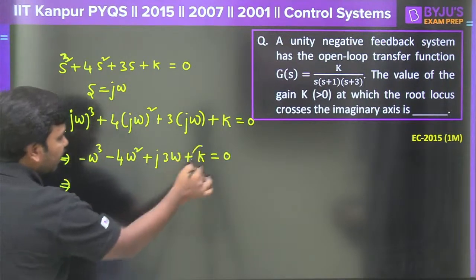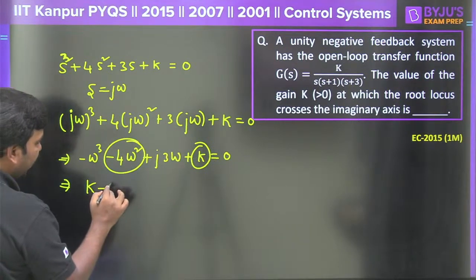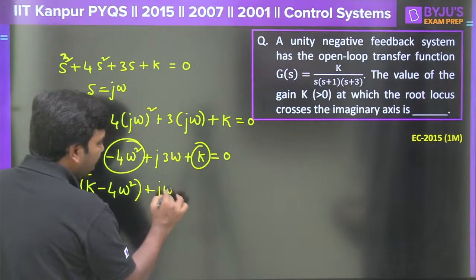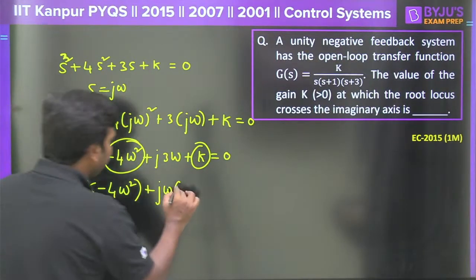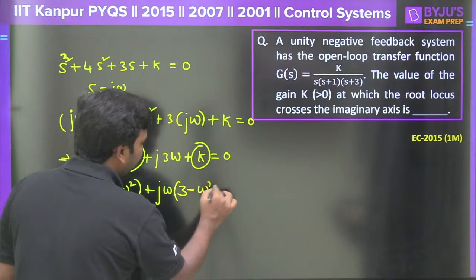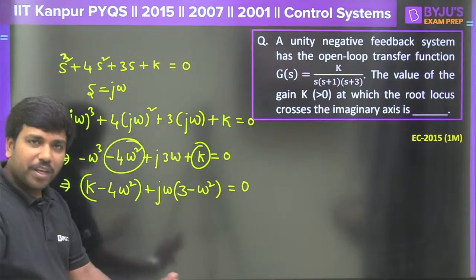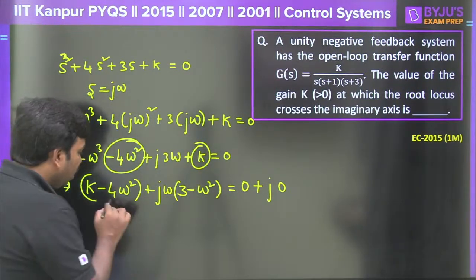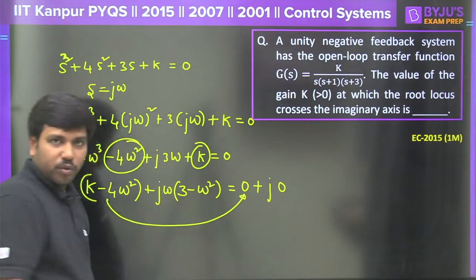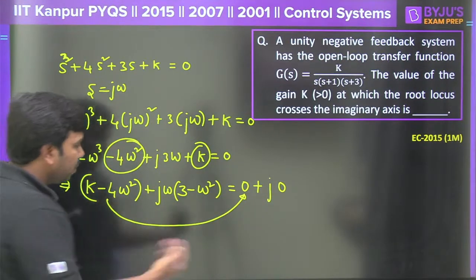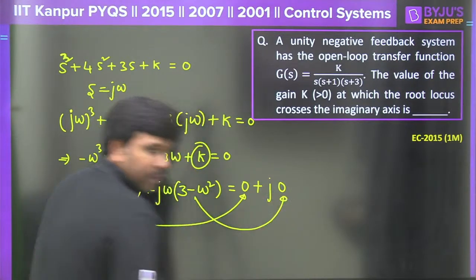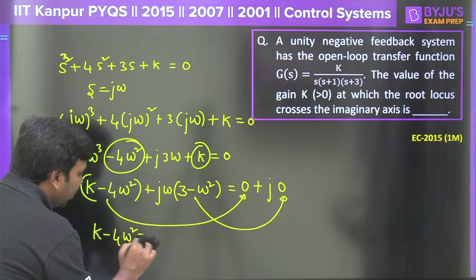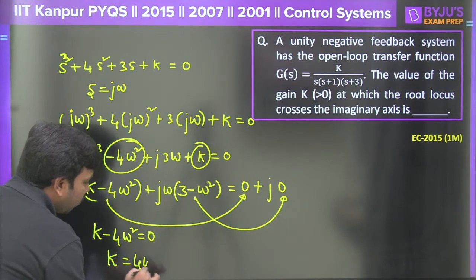So if you go ahead, this is k minus 4 omega square, and plus you can take j into omega outside. What is there inside now? Inside you are going to have 3 minus omega square, that should be equal to 0. Now it's very easy. Here we are having 0 plus j into 0. Now k minus 4 omega square, you must equate it to 0, and the other part must also be equal to 0. So k minus 4 omega square equals 0, so k must be equal to 4 times omega square.